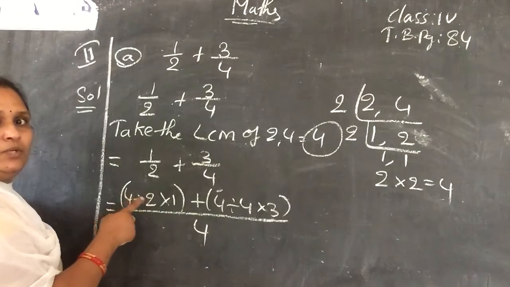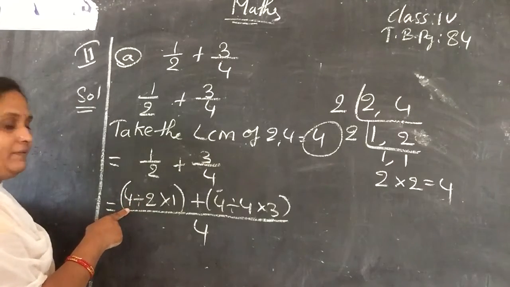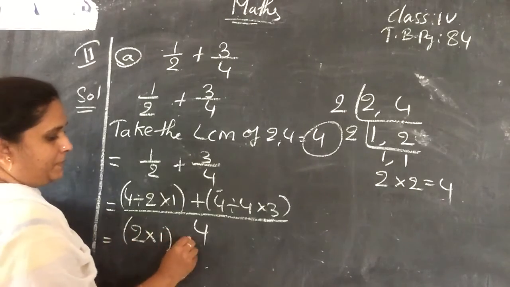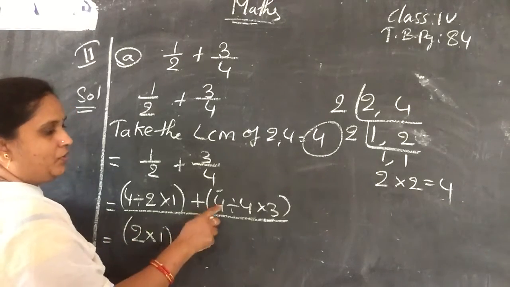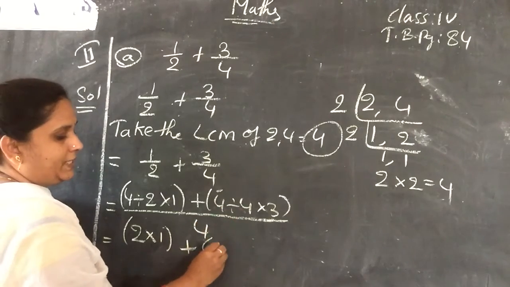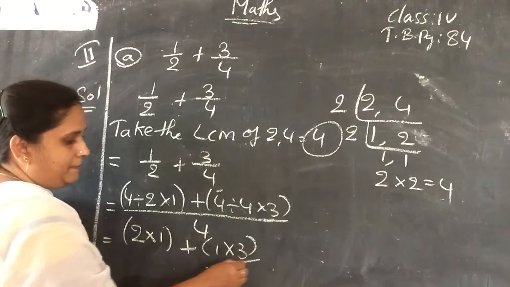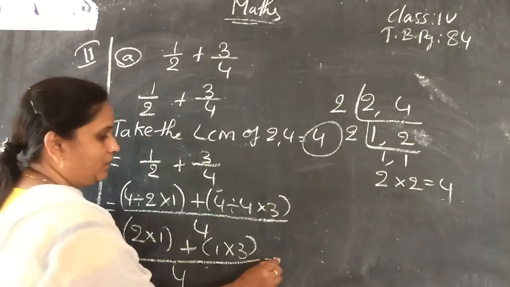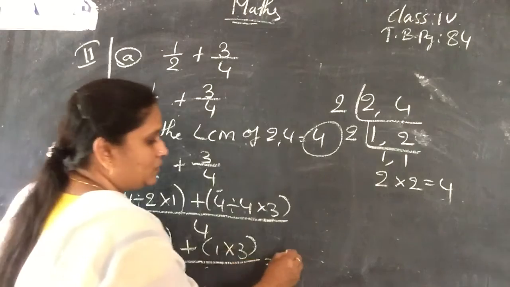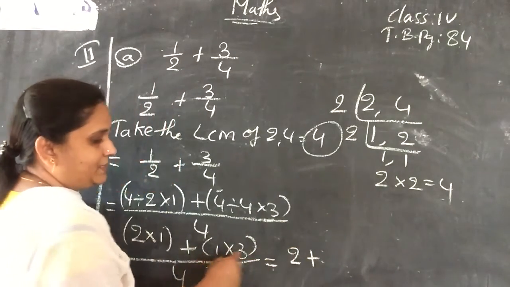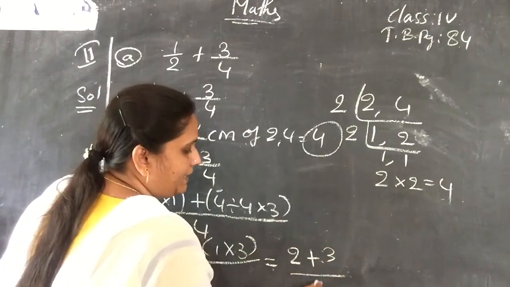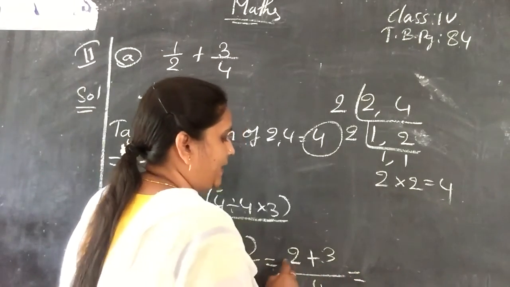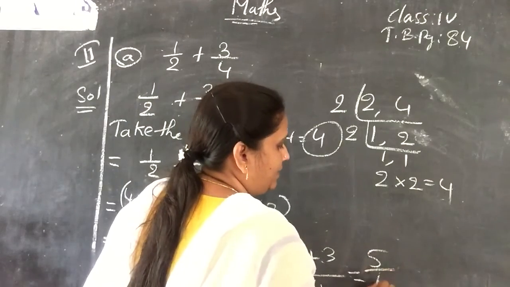So 4 divided by 2. In 2 table 4, how many times will it divide? 2 times. 2 into 1, plus, next here also 4, how many times will it divide? 1 time. 1 into 3 by 4. Is equal to 2 ones are 2 plus 1 three is 3, by denominator 4. Now directly you can add 2 plus 3, 5 by 4.